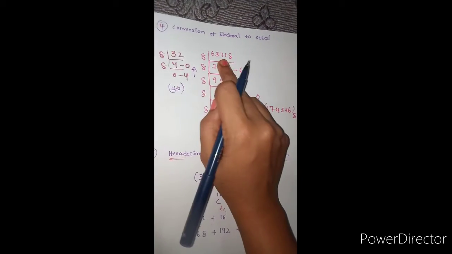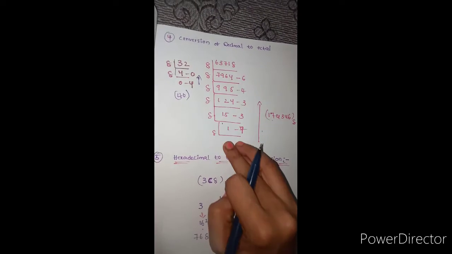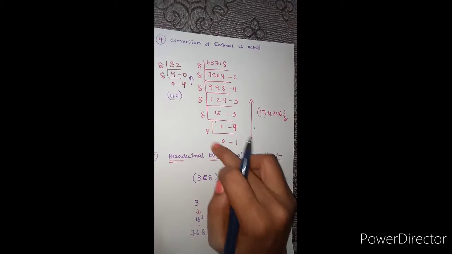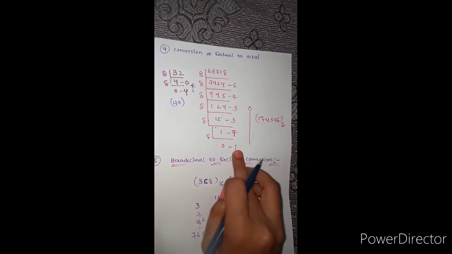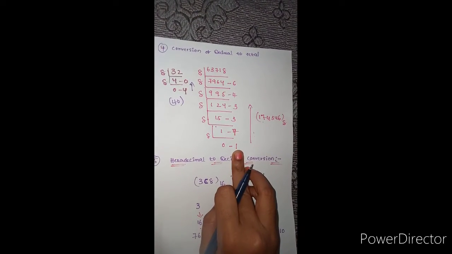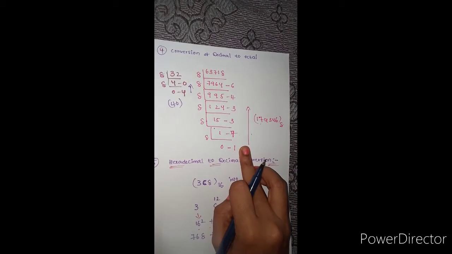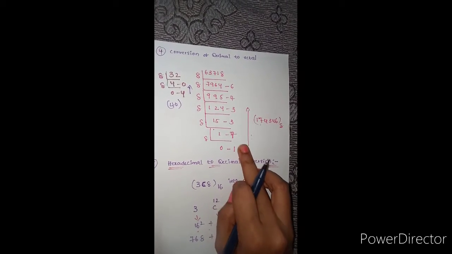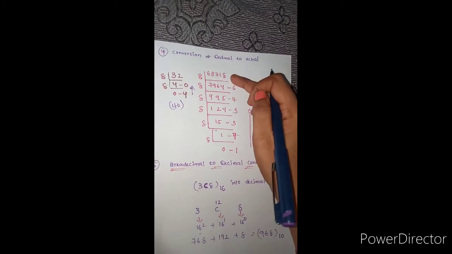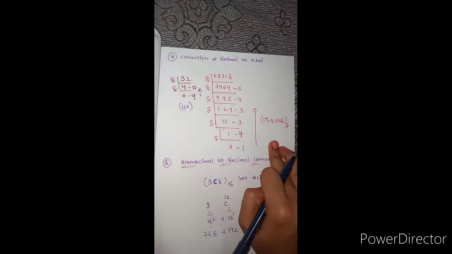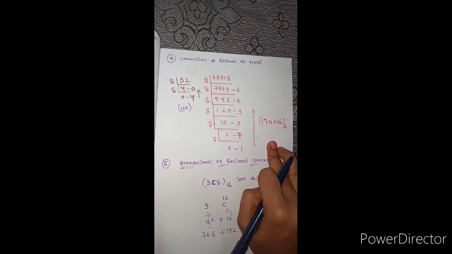So 40 is the octal number. One more example, see here. The main thing is to finally get the remainders in reverse order, that means bottom to top, to write the output. See here, this is the conversion of decimal to octal.